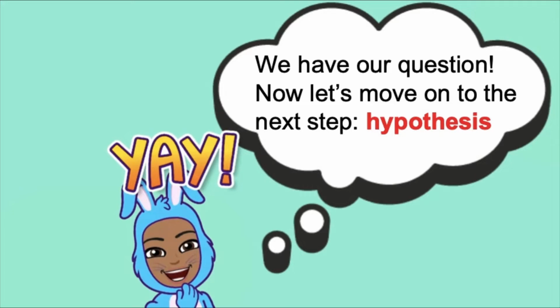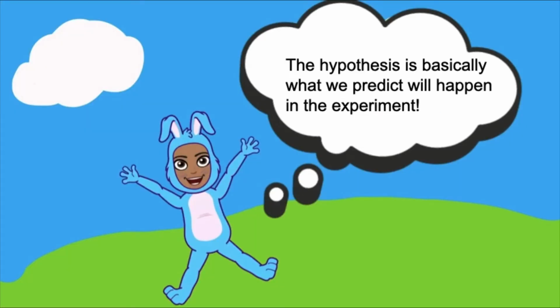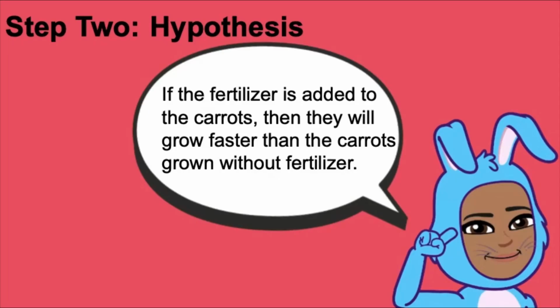Now let's move on to the next step, hypothesis. The hypothesis is basically what we predict will happen in the experiment. So, our hypothesis could be, if the fertilizer is added to the carrots, then they will grow faster than the carrots grown without fertilizer.